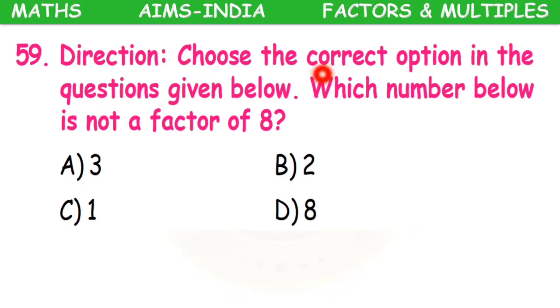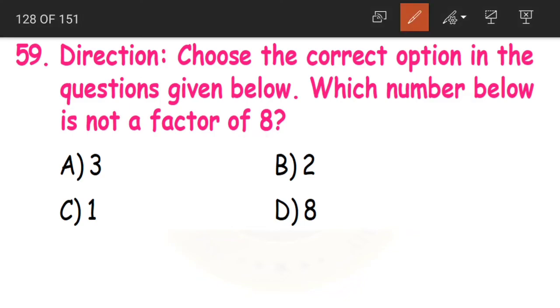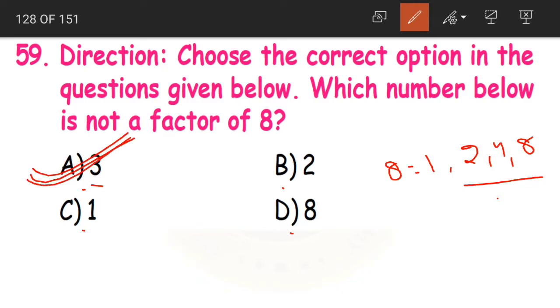Next question. Choose the correct option for the questions given below. Which number is not a factor of 8? Okay, children, now one way to solve is to list out the factors of 8, that are 1, 2, 4 and 8. These are the 4 factors of 8. Now from the given options, which is not present in the list of factors? 3. So 3 is not a factor of 8.